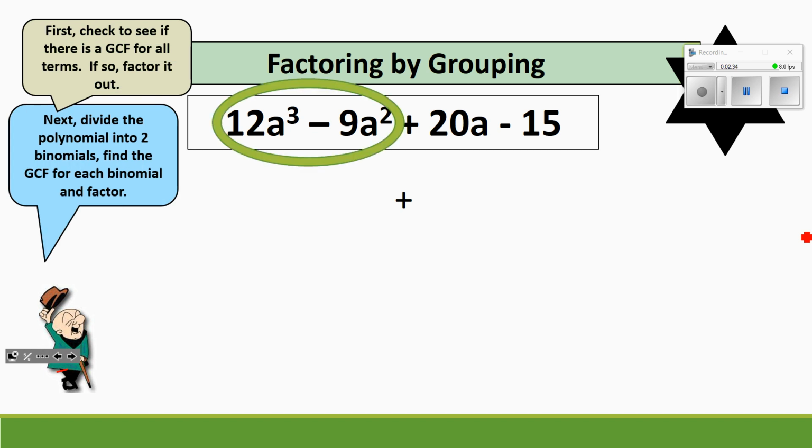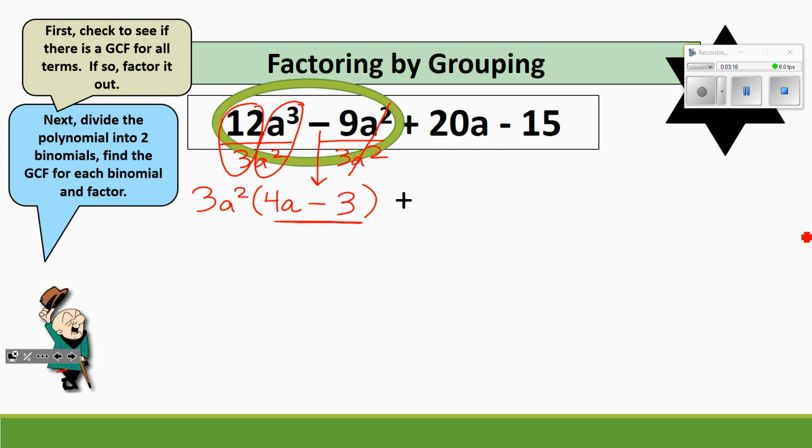The first grouping is the first 2 terms, and we're going to ask ourselves, what is the greatest common factor for 12a cubed minus 9a squared? The greatest common factor would be 3a squared. We're going to factor that out of that pair. If we divide each term by 3a squared, what do we have left? 12 divided by 3, we have a 4 left. A cubed divided by a squared, we have an a left. We have a negative sign, so we bring that down. And a squared divided by a squared becomes 1, and 9 divided by 3 is 3.